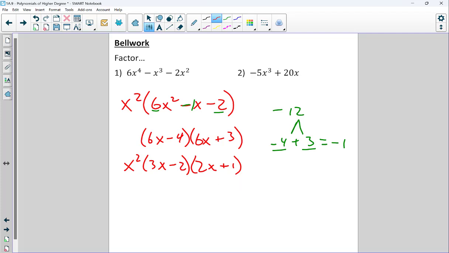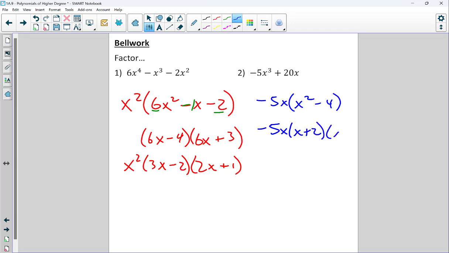For the problem over here, I'm just going to use the GCF technique. I see that I have a leading negative, so I'm going to pull out a negative. 5 and 20, I can pull out a 5. X cubed and x, I can pull out an x. Pulling out negative 5x off of negative 5x cubed is going to leave x squared. Pulling negative 5x off of 20x is going to be minus 4. I'm not done until I'm done. I see a difference of squares, so let's keep going. Negative 5x, x plus 2, x minus 2. Final answer.